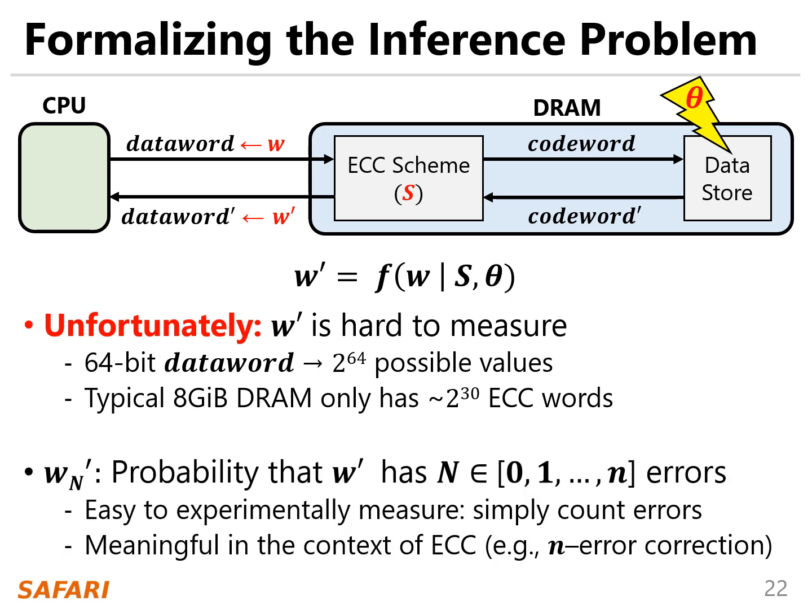Instead, we define Wn prime, which is the probability that W prime has n errors, where n can range anywhere between 0 and the length of the data word. And this has 2 key benefits. First, it is easy to experimentally measure because we're simply counting the number of errors that occur in each data word. Second, it's very meaningful in the context of ECC because, for example, an n error correction mechanism will have a probability of 0 for every 0, 1, 2, all the way to n-bit error.